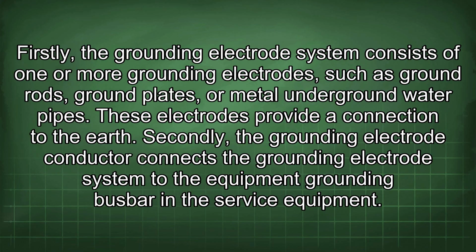Several key components are involved in grounding and bonding systems. Firstly, the grounding electrode system consists of one or more grounding electrodes, such as ground rods, ground plates, or metal underground water pipes. These electrodes provide a connection to the earth. Secondly, the grounding electrode conductor connects the grounding electrode system to the equipment grounding busbar in the service equipment.